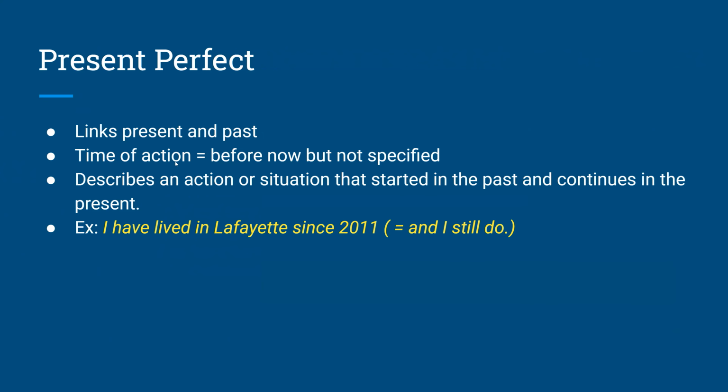Now, let's take a look at a few examples. Present perfect links the present and the past. So the time of action is before now, but it isn't specified. It isn't a specific moment in time. We're describing a general amount of time. So an example would be, I have lived in Lafayette since 2011. And when you say I have lived, you are saying I still do live here.